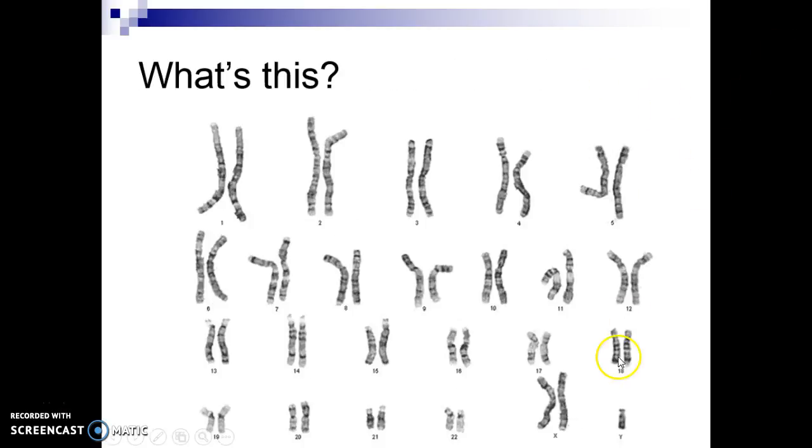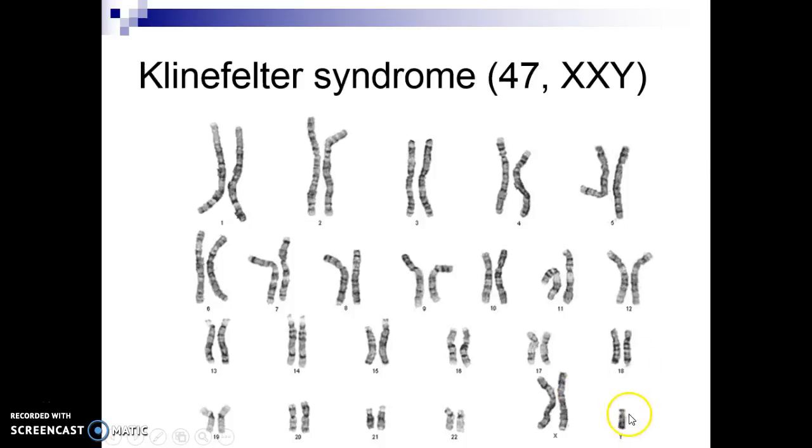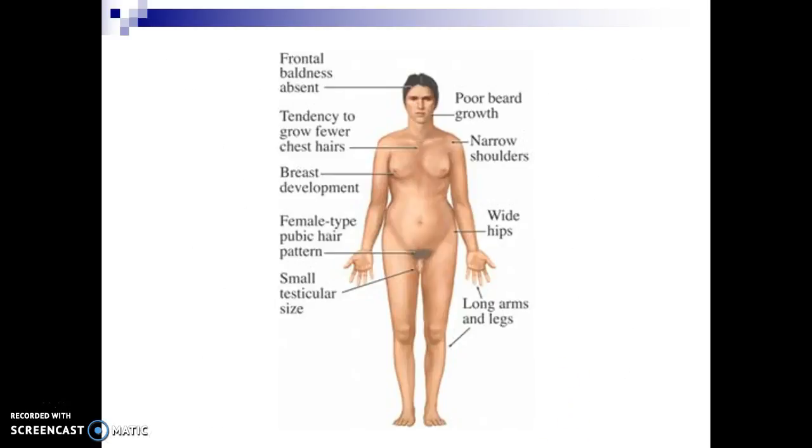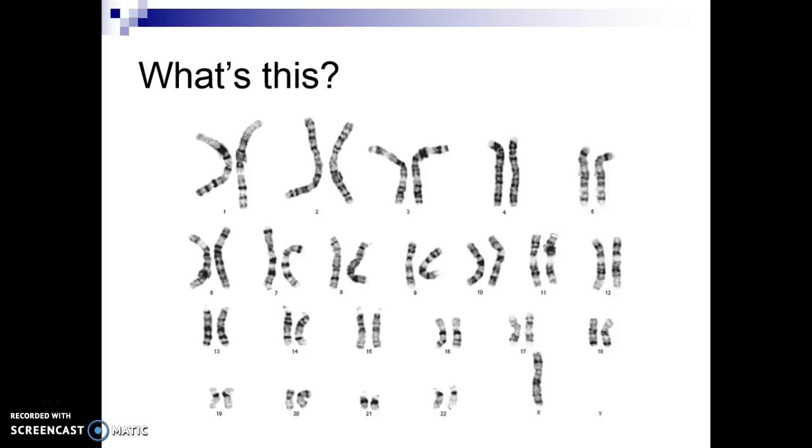This, on the other hand, is 2 X's and a Y. Well, this will be Klinefelter syndrome. It's a male because there's a Y. The extra X chromosome creates feminine features when this young man goes through adolescence. This can often be not caught if the man is overweight, because a lot of these features can be attributed to being obese.